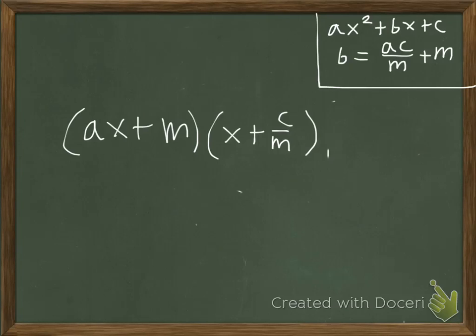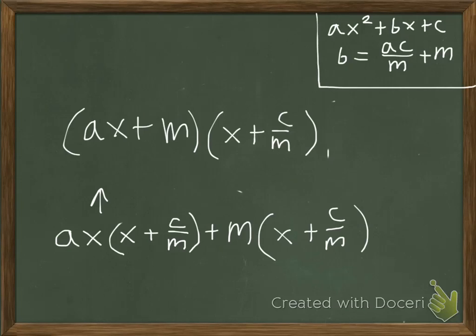Now, what is ac over m right here? Well, ac over m would just be a factor of ac. So ac over m would just be a factor of the a term times the c term. Now, that means if ac over m is a factor of ac, then ac over m times m would equal ac. So that means m is also a factor of ac. So ac over m and m are just factors of the a term times the c term. So that's how you find m.